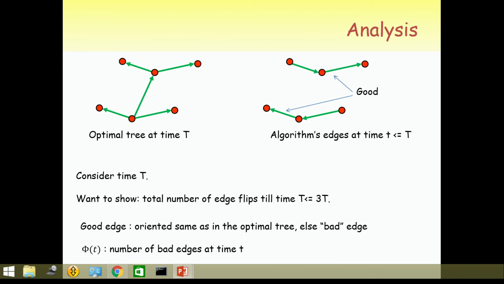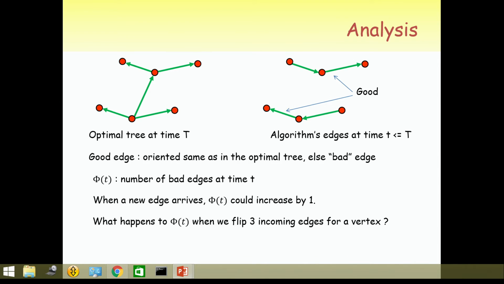Now let's define my potential as the number of bad edges at any point of time. So the number of edges which are oriented the wrong way. And what happens when a new edge arrives? When a new edge arrives, you give it some orientation. So your phi could go up by 1 unit.